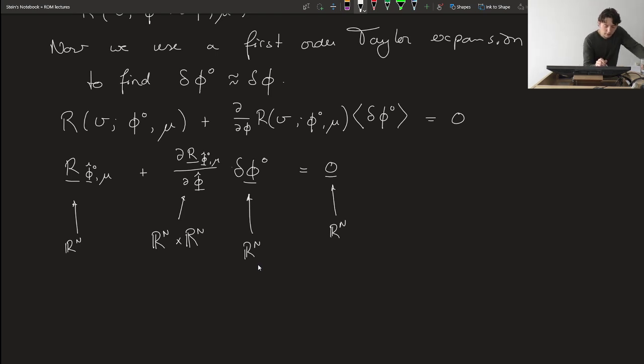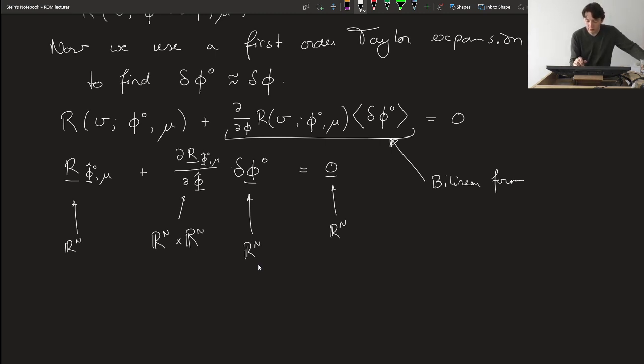Now we said linear forms are denoted as these Rn vectors. And we said bilinear forms have this matrix structure. So this guy is actually a bilinear form. Yeah, so the analogy here is that this is a bilinear form. And that kind of makes sense, right? Because this was a linear form with respect to v, and it still is. But it's also linear with respect now to this function del phi naught.